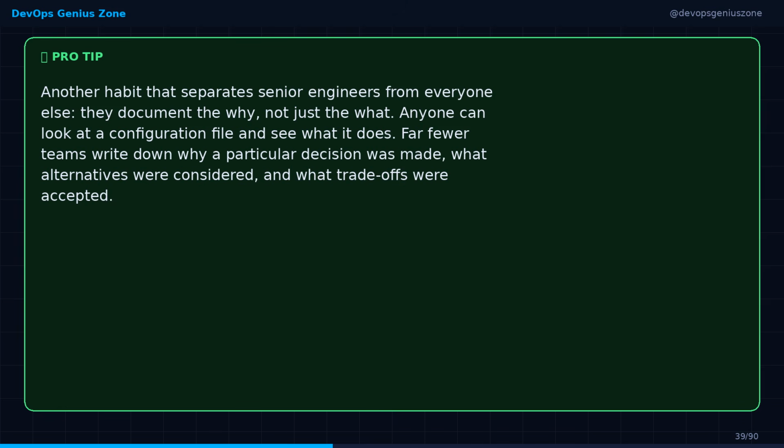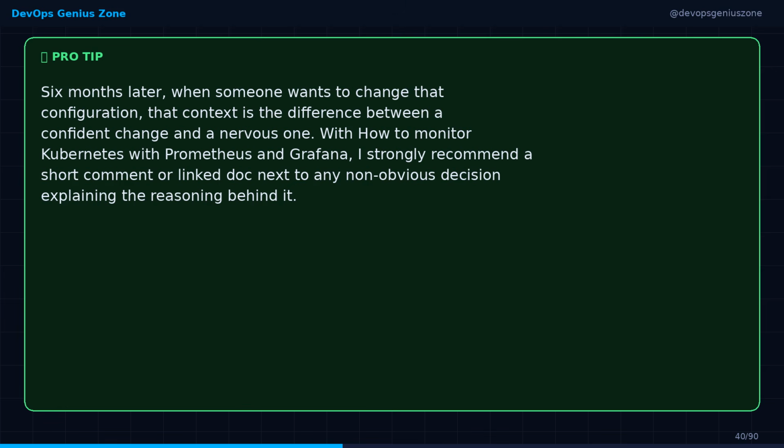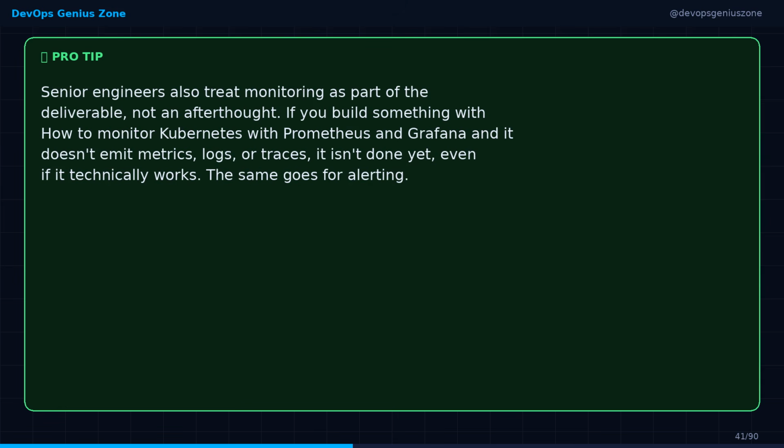Senior engineers also treat monitoring as part of the deliverable, not an afterthought. If you build something with how to monitor Kubernetes with Prometheus and Grafana and it doesn't emit metrics, logs, or traces, it isn't done yet, even if it technically works. The same goes for alerting. A senior engineer doesn't just want to know something broke, they want to know it broke before a customer notices, and they want the alert to point clearly at the likely cause instead of just saying something is wrong somewhere.